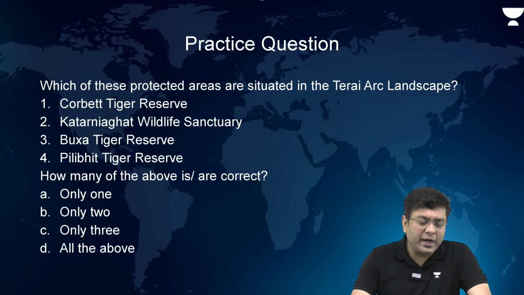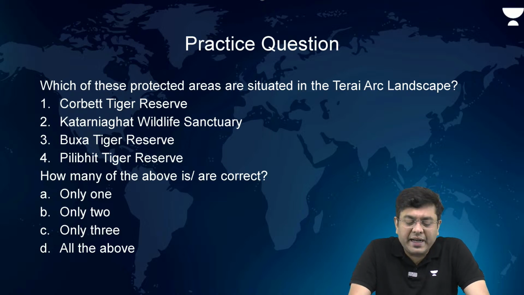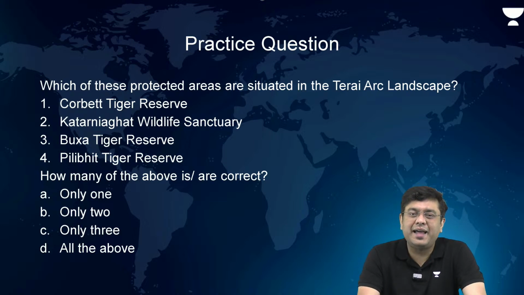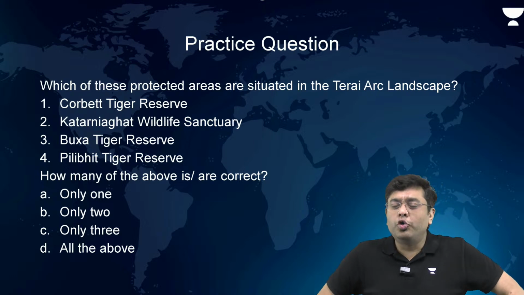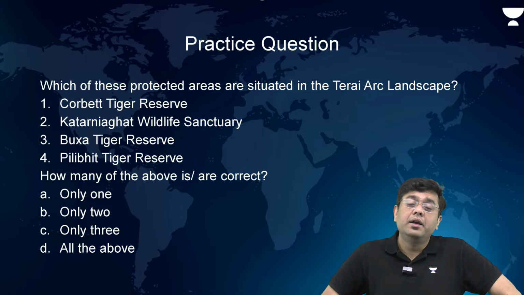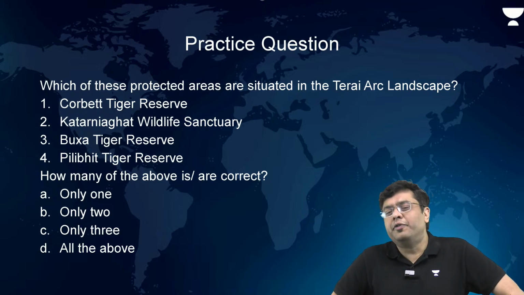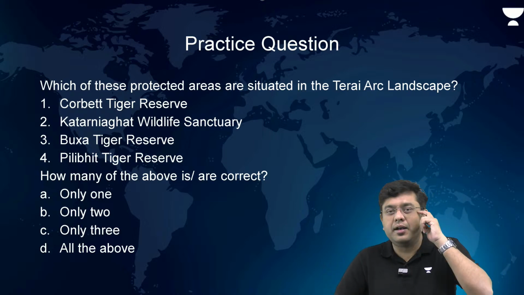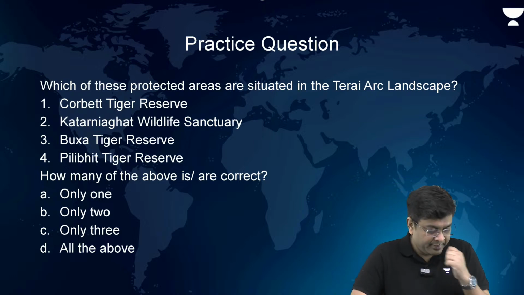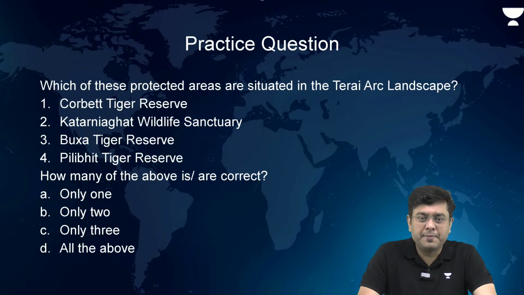Okay, let us take a look at the question. Which of these protected areas are situated in the Terai Arc Landscape? Corbett Tiger Reserve, Katarniaghat Wildlife Sanctuary, Buxa Tiger Reserve and the Pilibhit Tiger Reserve. How many of the above is or are correct here? Flagship means, Saroj, one which carries a greater mascot or greater aim of conservation rather than just the literal meaning of conservation. How many of them are correct?